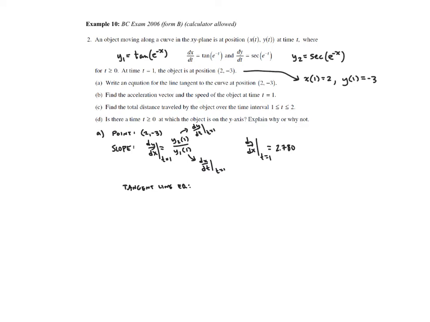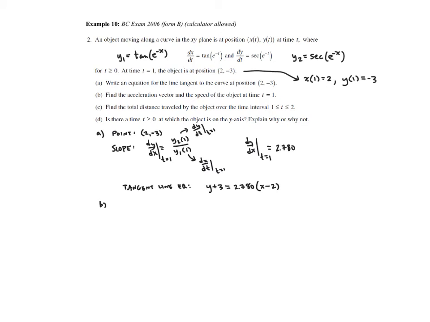Okay, so now utilizing that, I can write the tangent line equation. So the tangent line equation would be y minus the y value, which is negative 3, is equal to the slope times x minus the x value. There you go. That's part A, the tangent line equation, which is tangent to the curve at the point 2, negative 3. Okay, part B. Part B says find the acceleration vector and the speed of the object at time t equals 1.